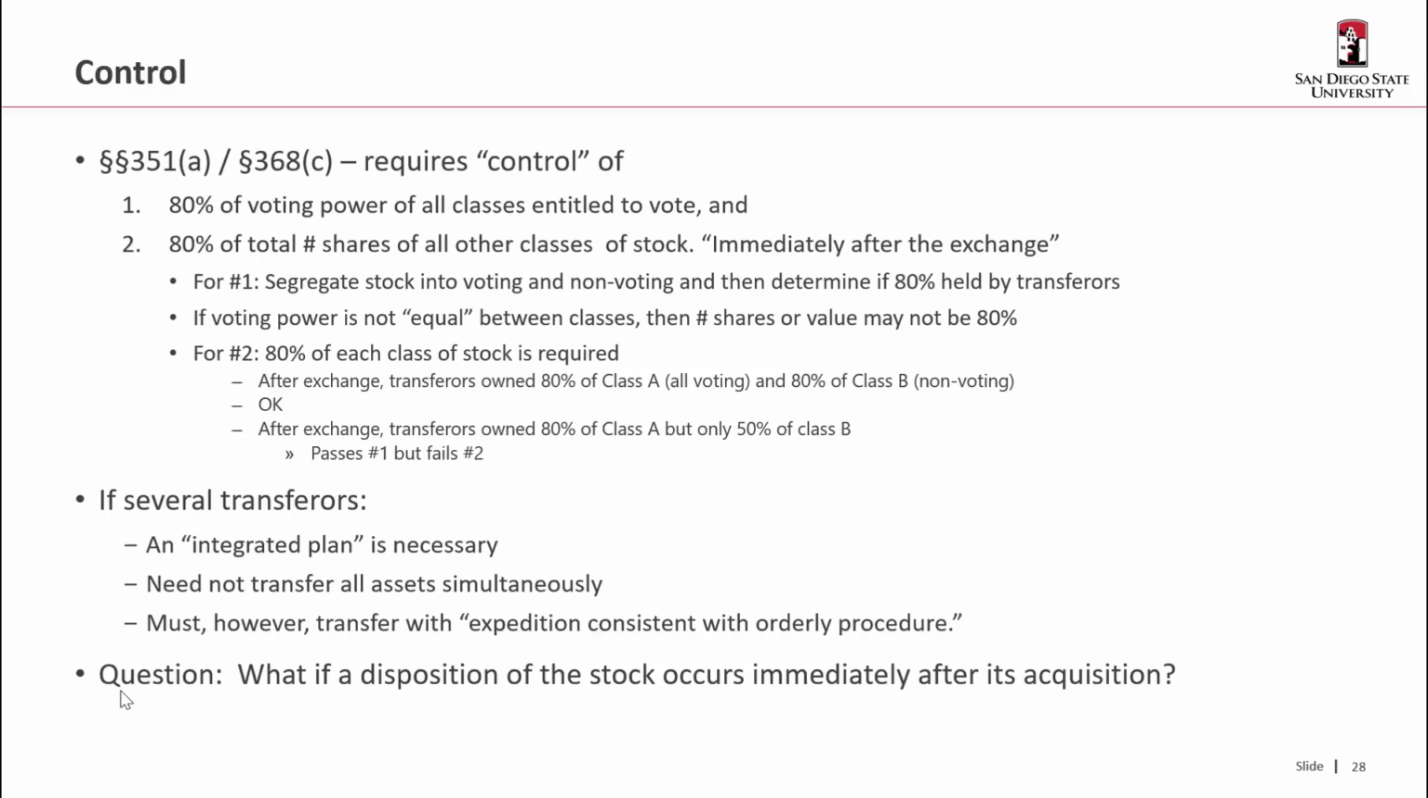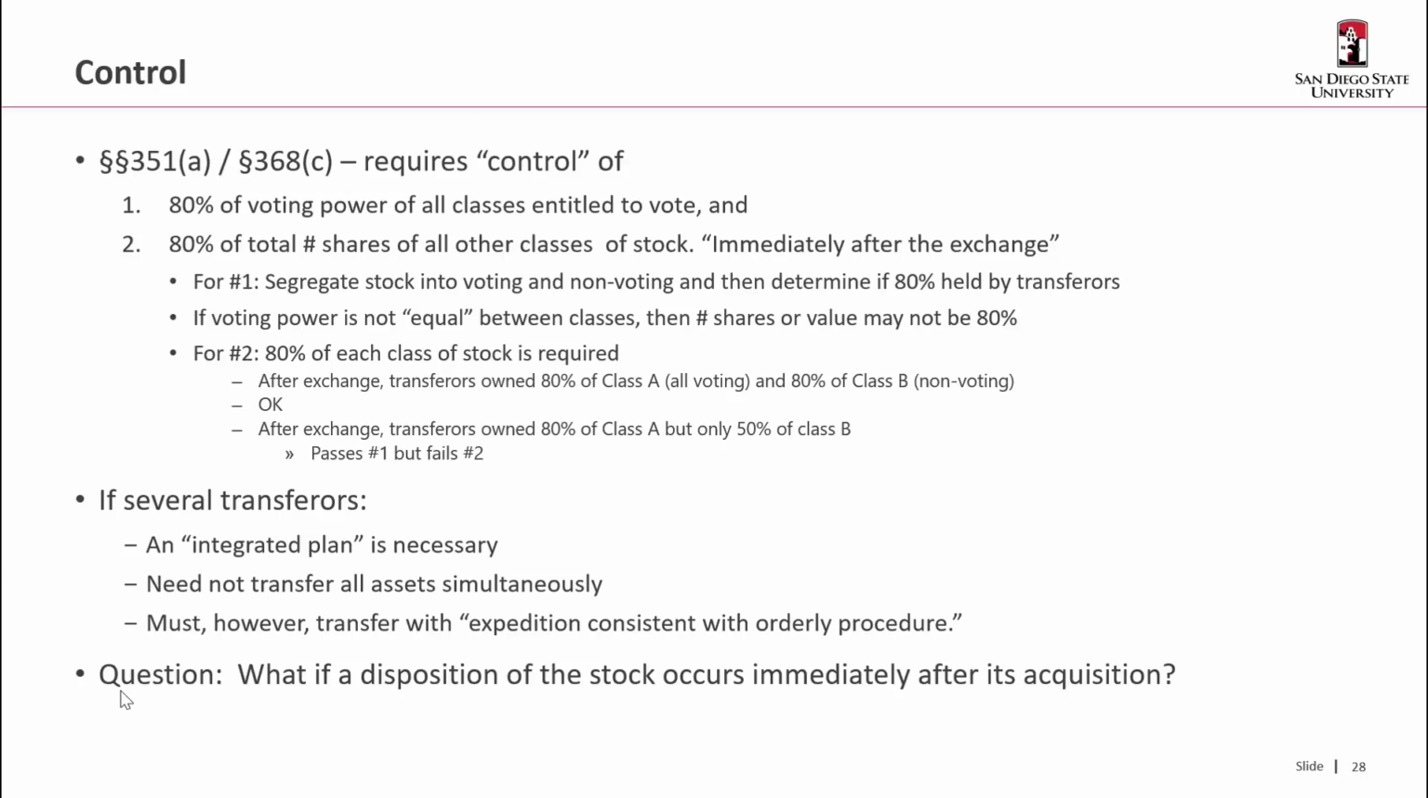Okay, let's talk about this 80% control rule. So 351 and 368 both require control, and control is defined as 80% of the voting power of all classes entitled to vote, so 80% of all voting shares, and 80% of the total of all other classes of stock. So for number one, the idea is you have to segregate stock into voting and non-voting, and then determine if voting power is at least 80% for the people who contributed. For number two, it's 80% of each class of stock as a result.